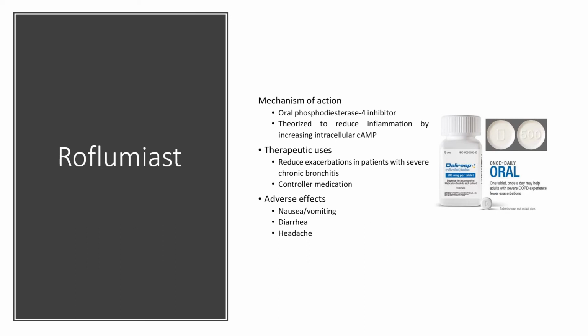All right, the next one is Roflumilast, and I have to say I don't see this used very often. Maybe you have. This is an oral phosphodiesterase 4 inhibitor. So it is theorized to reduce inflammation by increasing intracellular cAMP. In our video, we talked about cAMP and how when a patient has asthma, we need to up the cAMP, right? So if it works, that would be a great thing.